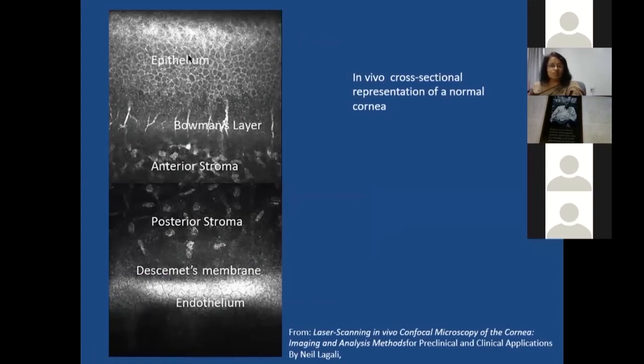Now, this is a put together cross-sectional representation of the normal cornea. So basically what you can look for and see is the epithelium, the Bowman's layer, the anterior and the posterior stroma, the Descemet's and the endothelium.